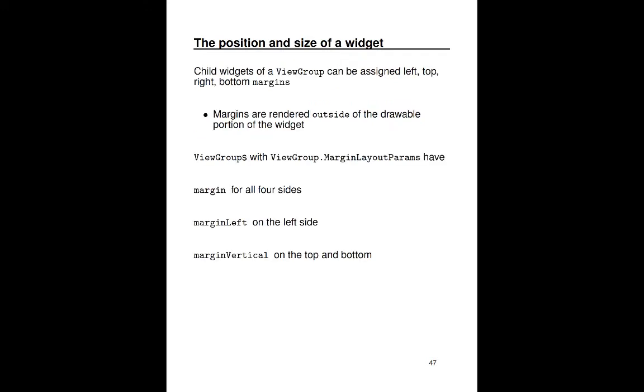Now, an application developer can also assign margins to a view group, which is space that is outside of the drawable region of the widget. There's a class called margin layout params that specify the margins using various properties. So if you want to have the same margin on all four sides of a widget, you just use the margin property. But you can also specify just the margin for the left or the margin for the top and bottom with margin vertical.